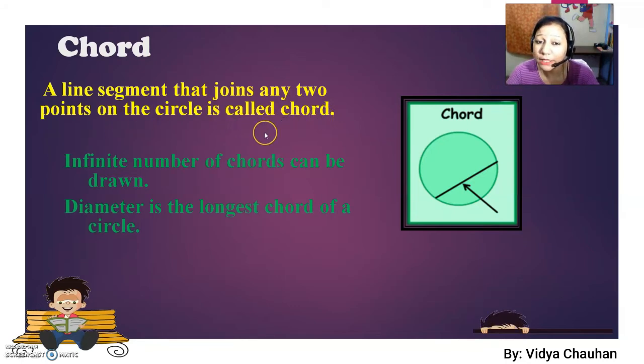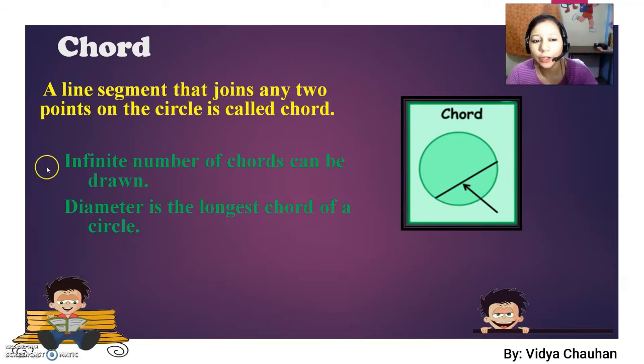But how is it different from diameter? In a diameter, it was the line segment that joins any two points and passes through the center. But if the line is not passing through the center but joining the two ends or two points on the circle, then it is called a chord.